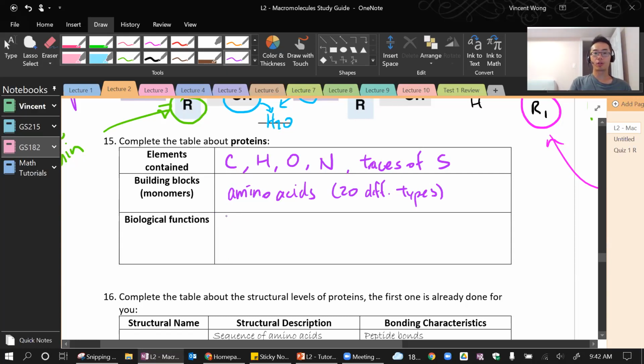What are the biological functions of proteins? Well, there are so many different functions. For example, there is enzyme.